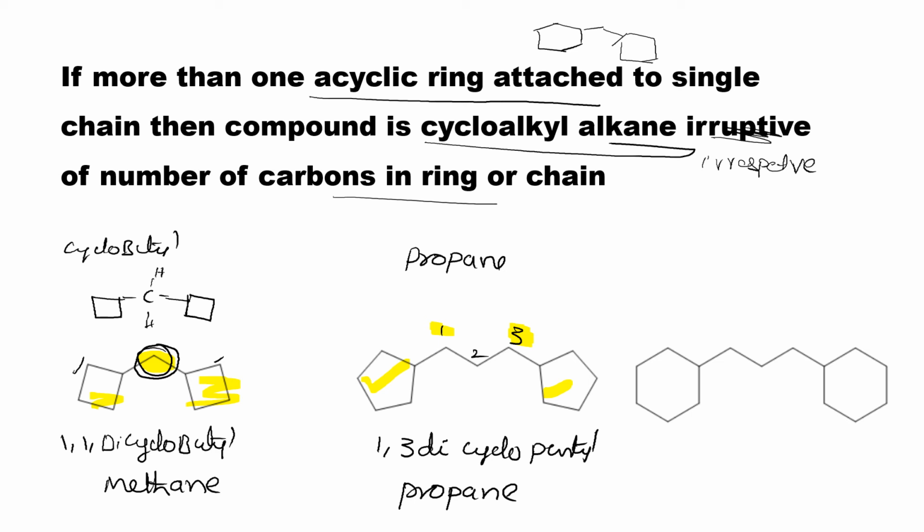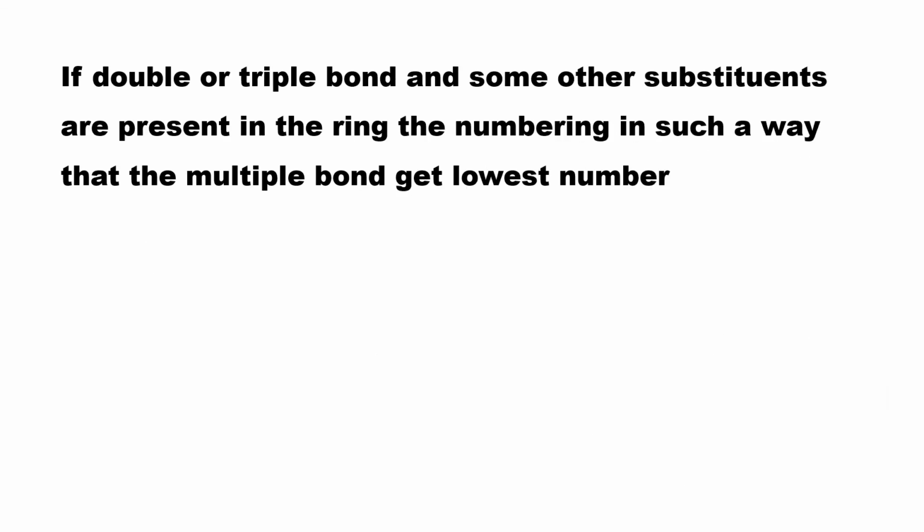Coming to the next one, this one is also the same type of compound, but the ring was changed. Here was a 5-member ring, here a 6-member ring. So the numbering should be given like this: 1, 2, 3. You can go in this direction also, no problem. Why? Because it is a symmetrical compound. In the first position and third position, cyclohexyl rings are attached. So the name is 1,3-dicyclohexyl propane. That's the name of this compound.